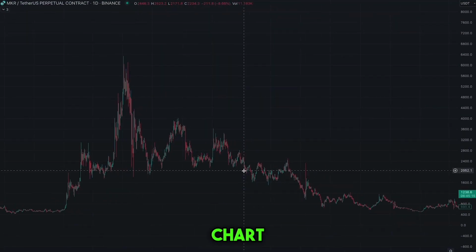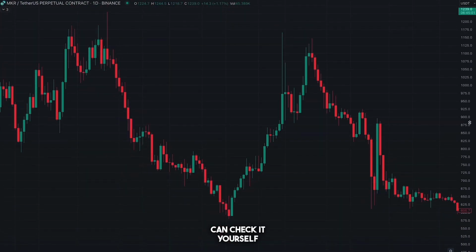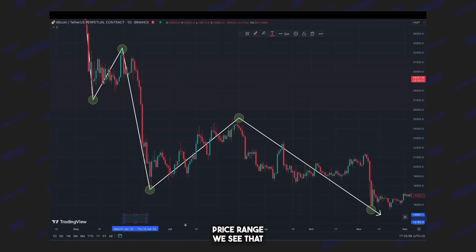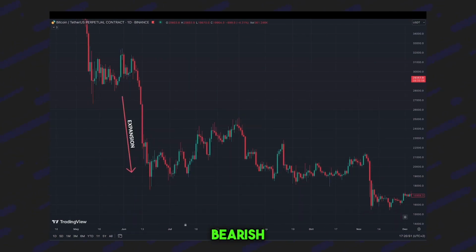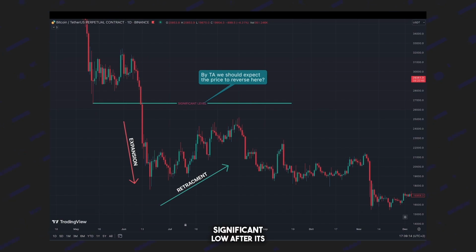Now let's jump to real chart examples and you will see the smart money concept really works and you can check it yourself. This is the Bitcoin daily chart. Let's take a look at this price range. We see that in early June the market was bearish. Here we have a powerful price drop that took the liquidity of this equal low, and also from this and from this. It is difficult to figure out why the price reversed here. As TA says, the previous significant low after its breakout should be a resistance level, and we should expect a retracement to the area of this level.